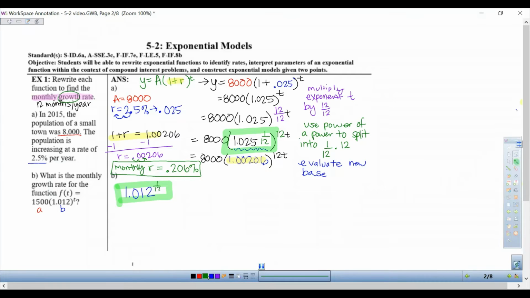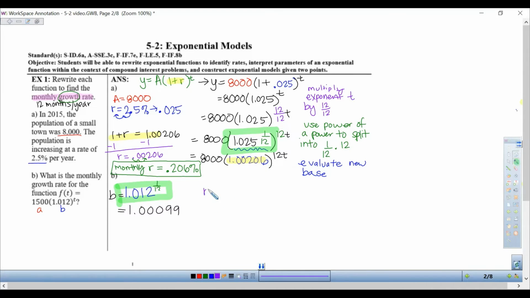So if I type that into a calculator, that tells me that my value for B, if I'm looking at it with a monthly rate, would be 1.00099. Okay, so if I type in 1.012 and raise that to the 1/12th power, I get 1.00099. If I think back to what we did, we subtracted 1 from our B to get our monthly growth rate. Okay, so we've calculated for the months.